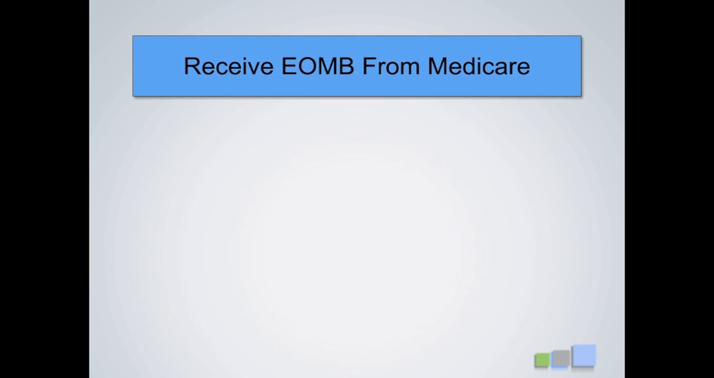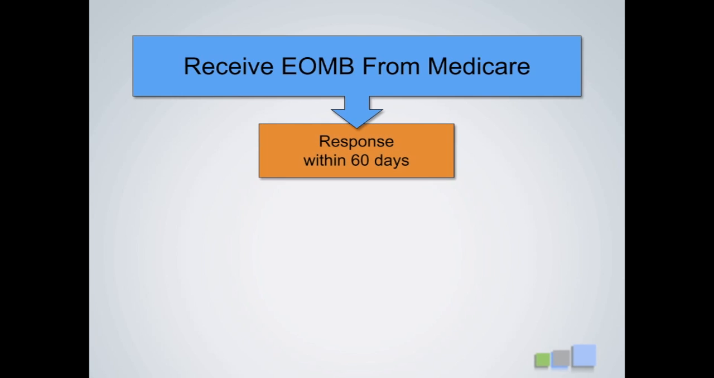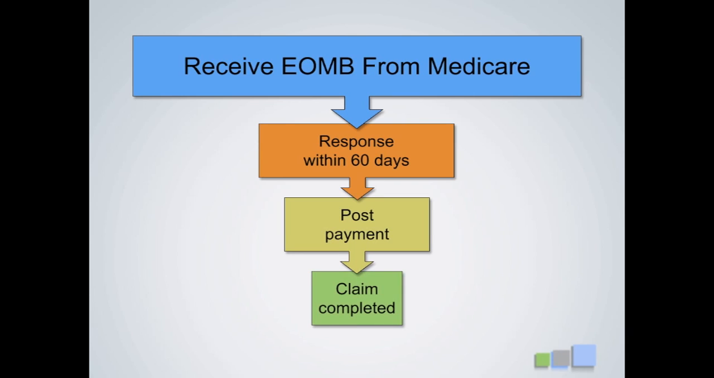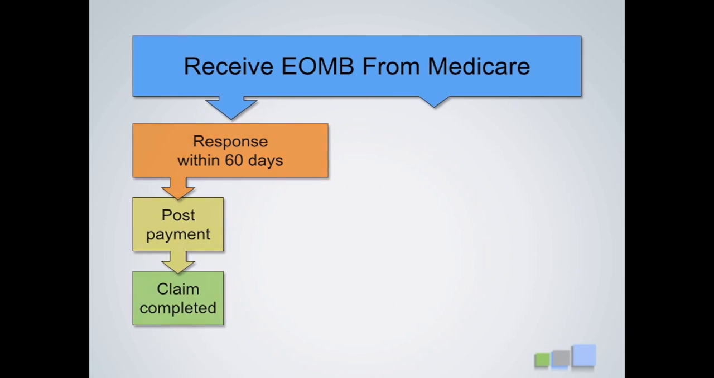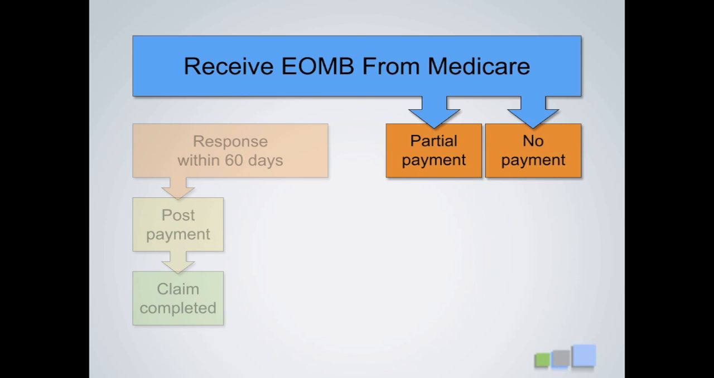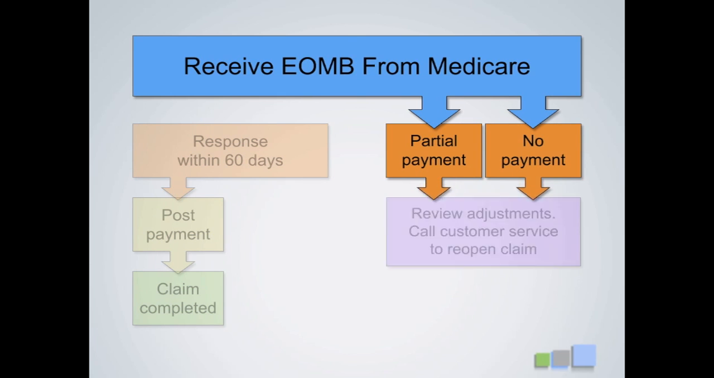Now let's walk through the process after receiving your explanation of Medicare benefits, or EOMB, from Medicare. If the EOMB includes the full payment amount expected, you should post the payment by crediting the patient's account, then close the claim. Sometimes Medicare may send a partial payment or no payment. It's your responsibility to reconcile the balance. You'll need to review any payment adjustments Medicare made.